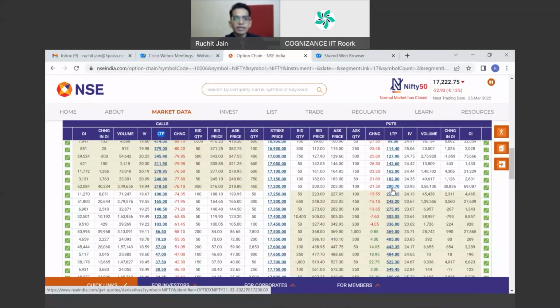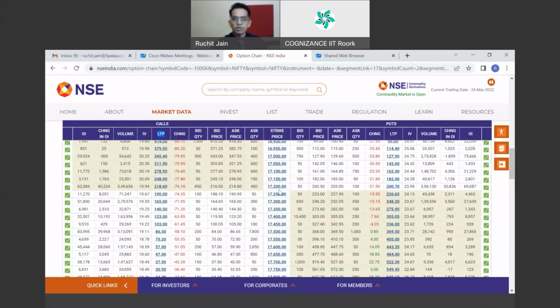Now, 17,200 is the Nifty current market price. So the 17,200 call option and put option will be called at the money options. We learned about at the money, out of the money, and in the money options. So the 17,200 call is the at the money option. All strike prices below that, 17,150, 17,100, 17,050, 17,000, 16,950, 16,900, all these call options are called in the money options, which you can see in dark gray.